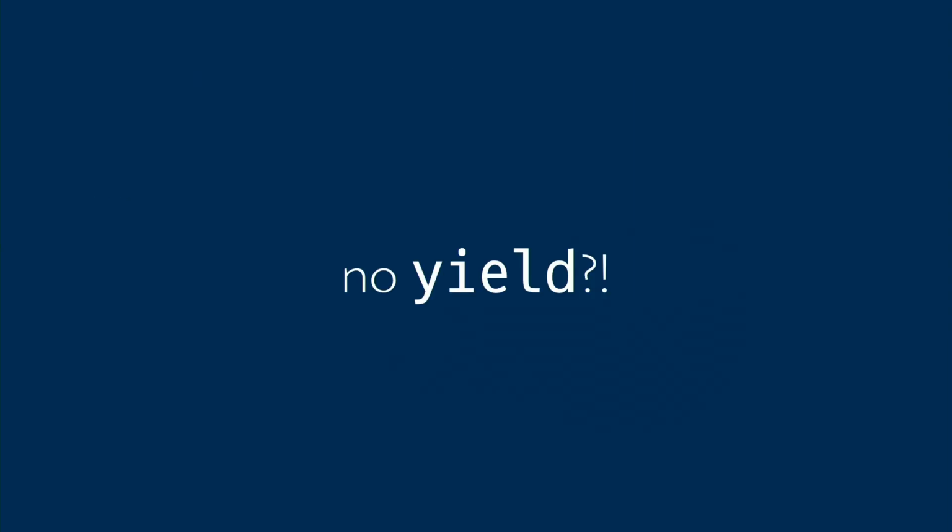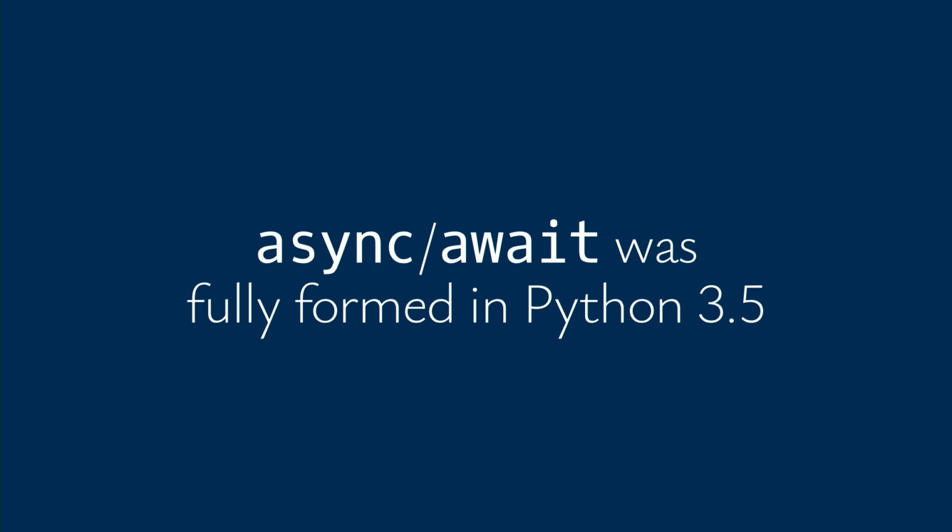Yield is what gives us suspendable functions in modern Python. So we're going to have to do some real work here. And that real work, we're going to begin at Python 3.5. And Python 3.5 is notable because it is when async and await were basically fully formed. And we're going to work backwards because not a lot of note has happened since 3.5.